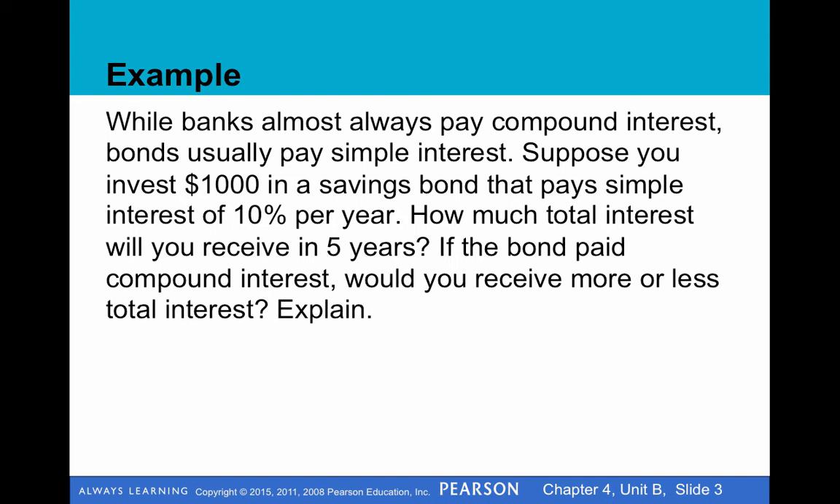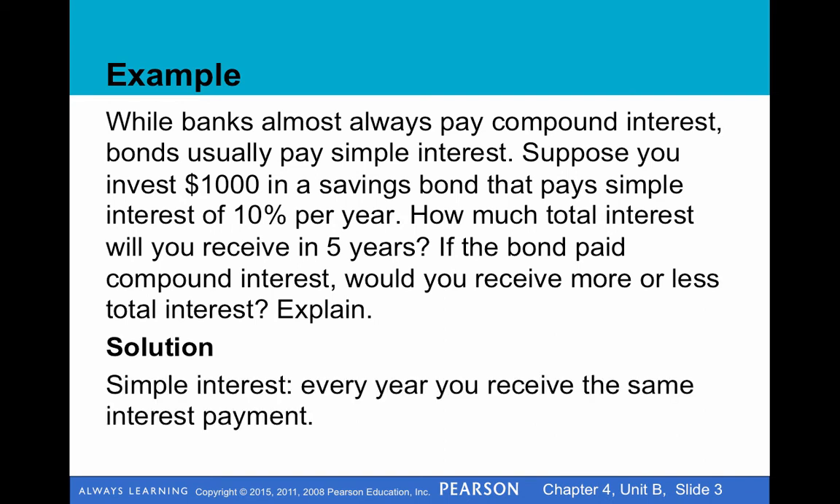Suppose you invest $1,000 in a savings bond that pays simple interest of 10% per year. How much total interest will you receive in 5 years? If the bond paid compound interest, would you receive more or less total interest? Explain. So we're going to compare the $1,000 invested at 10% in simple interest for 5 years and the $1,000 invested in compound interest at 10% for 5 years. So the only difference will be simple versus compound interest.